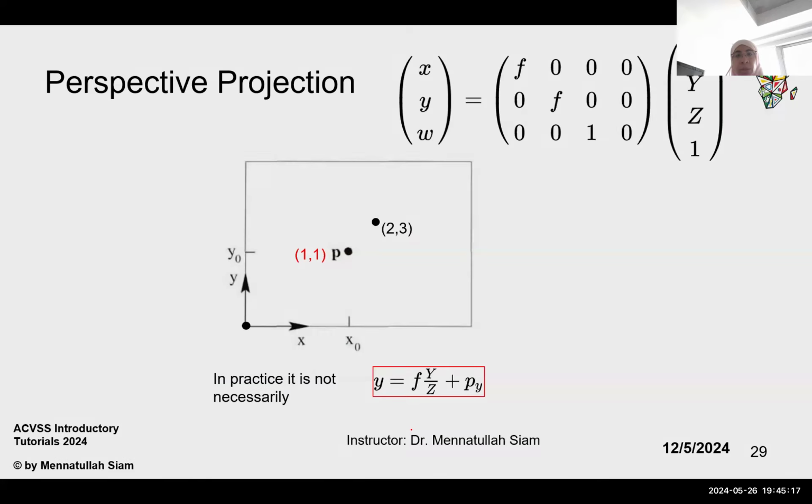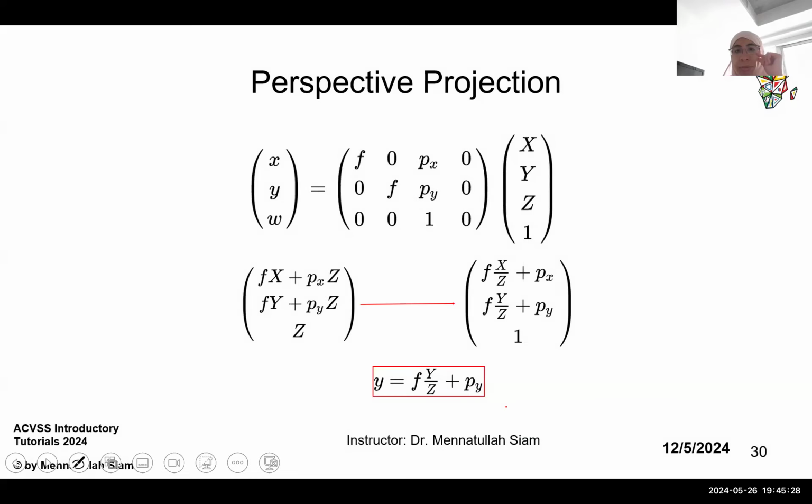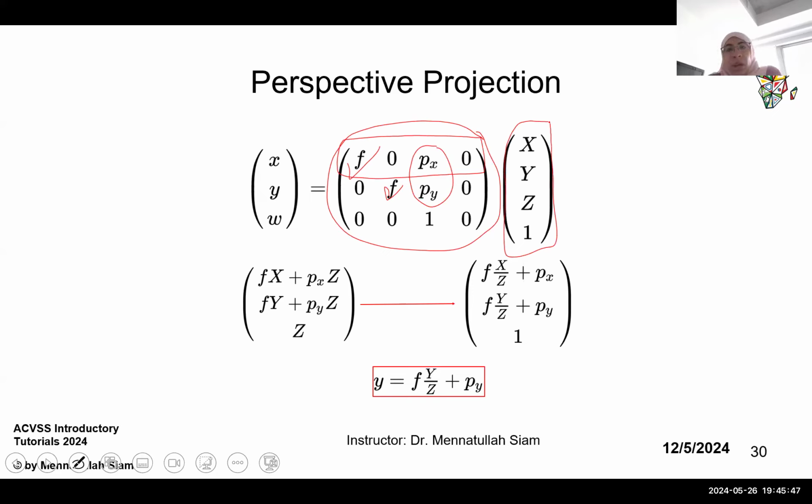So this is exactly what we will do. Based on the location of P, we're going to add Px and Py. For the X component, we'll have Px added as well. So to do this, we're going to have our projection matrix not include only the focal length; we're going to have Px and Py. If you take this row here, multiply by this column vector here, we end up having Fx plus Px multiplied by Z, right?